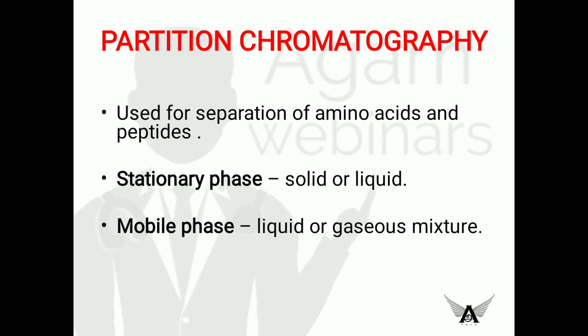Next is partition chromatography. It is used for separation of amino acids and peptides. Here the stationary phase is solid or liquid. The mobile phase may be either a gas or liquid mixture. Okay.